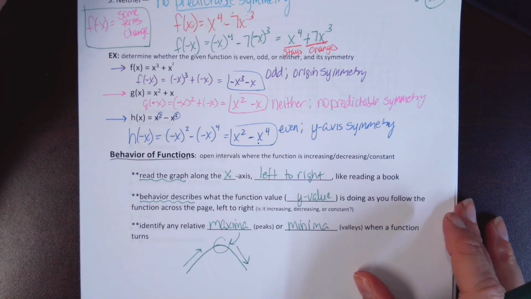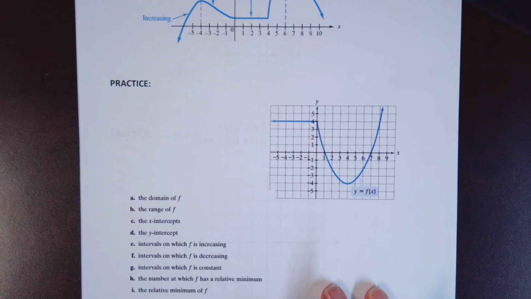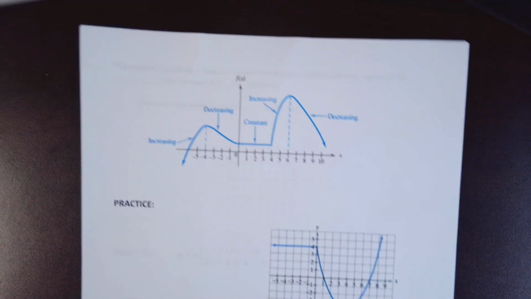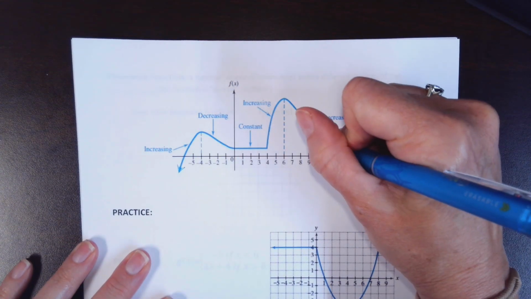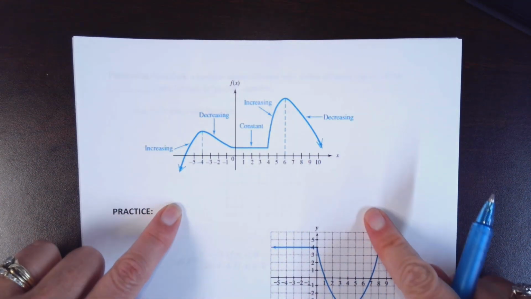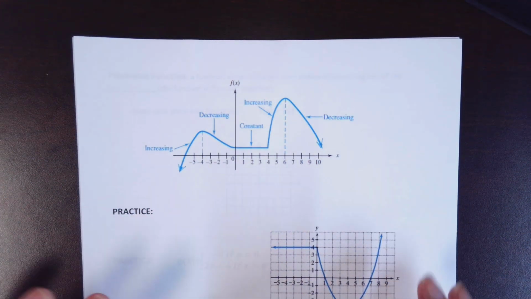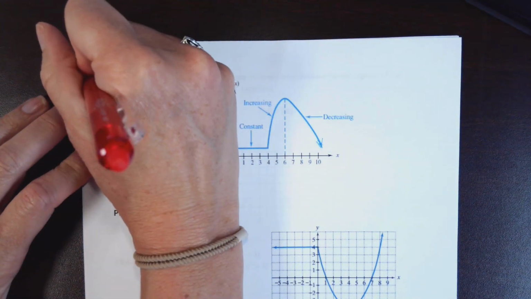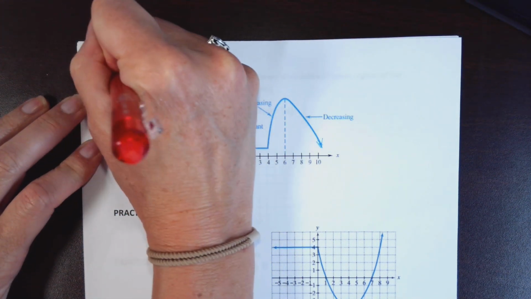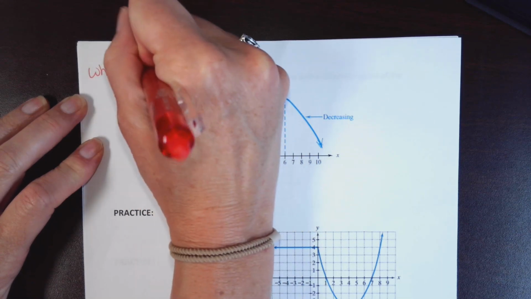Okay, let's do an example of this. Keep this all handy so that you can refer to it while we talk about our graph. Now I noticed a couple of things right away. I noticed that my graph has arrows on the end. It's going to keep going down forever. I'm interested in my function value. My function value is my y value. So I'm asking myself, what is y doing? What's my function value doing?